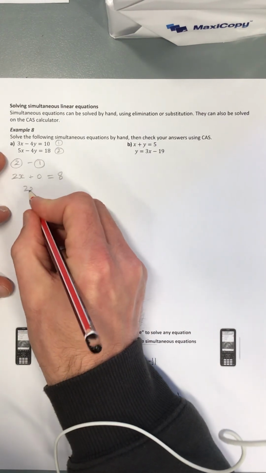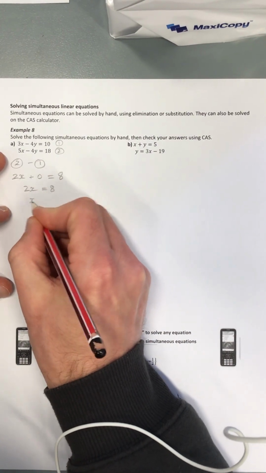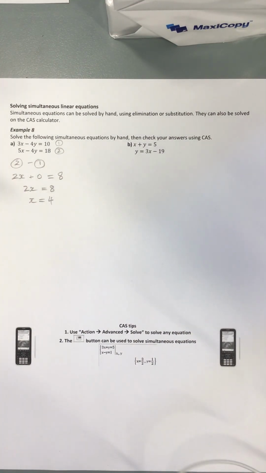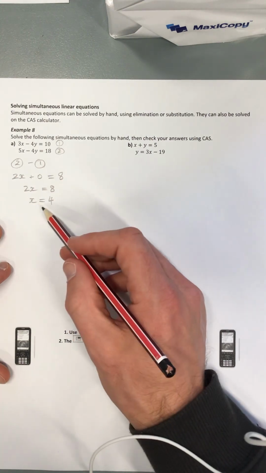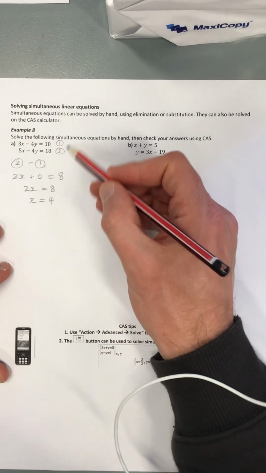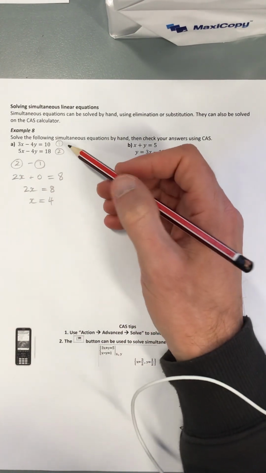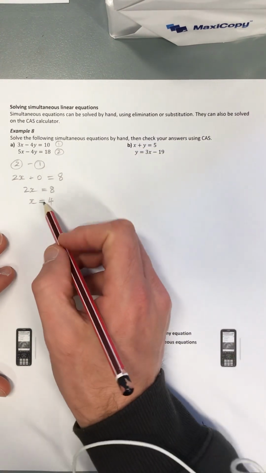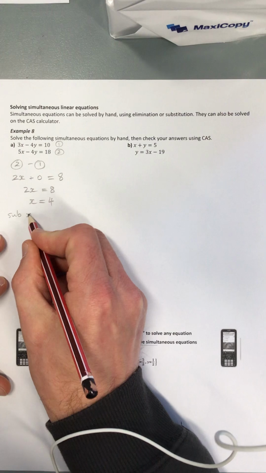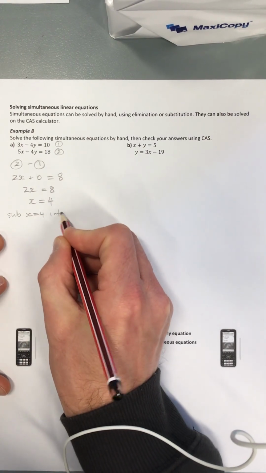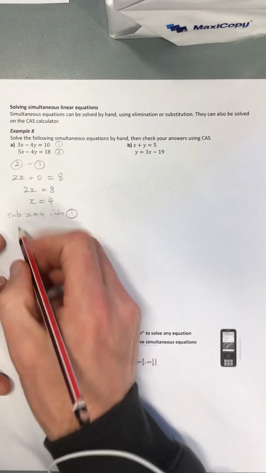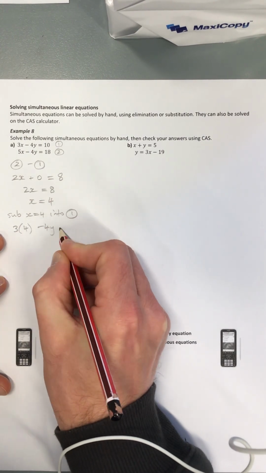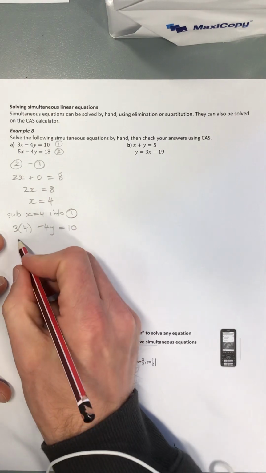And so we're just left with 2x equals 8. So of course x equals 4. And then don't forget, as always, you're solving for 2 variables in this case. So once we know x equals 4, sub that back into either one of the equations and solve for y. Usually you'd look for the equation that might be slightly easier, maybe because it's got smaller numbers. So let's sub x equals 4 into equation 1. And that will give us 3 times 4 take away 4y equals 10.